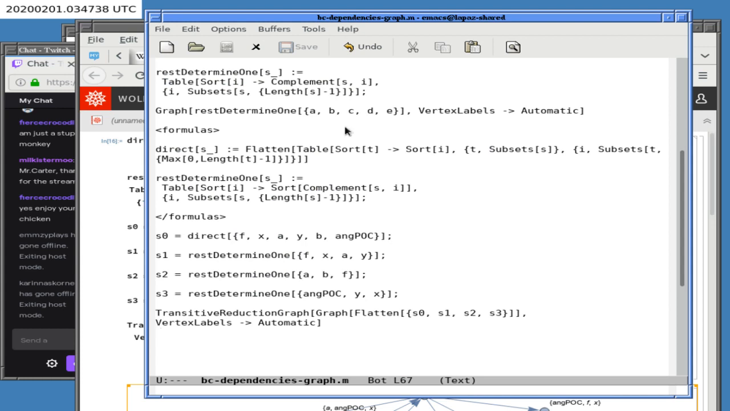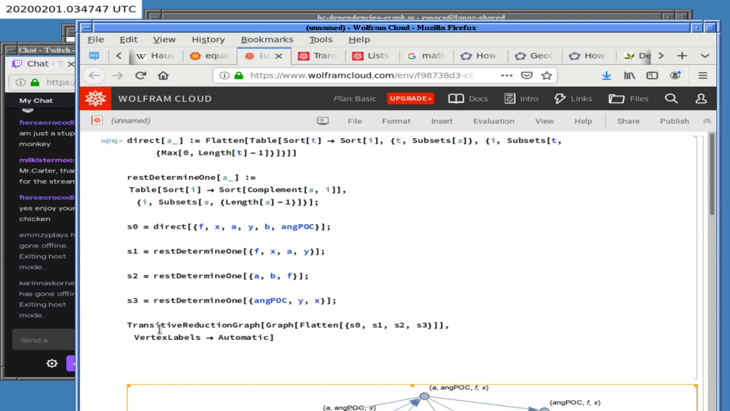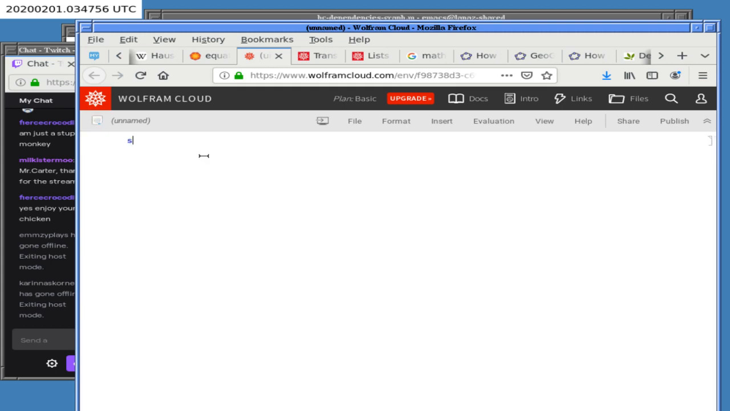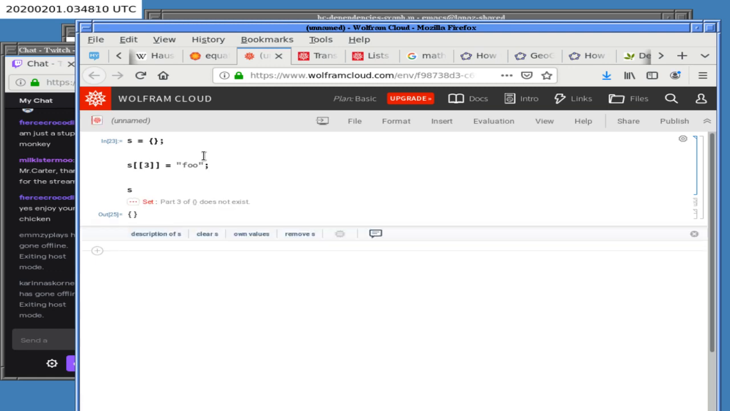Now, one thing I forget about Mathematica is whether you can create an empty list and then start assigning elements of it that are not the empty elements. Let me explain that real quick by just doing it, or by failing to do it. So let's say S is an empty list. And then I say S3 equals foo. And then print out S. And I should get Null, Null, Null. Ooh, can't do that.